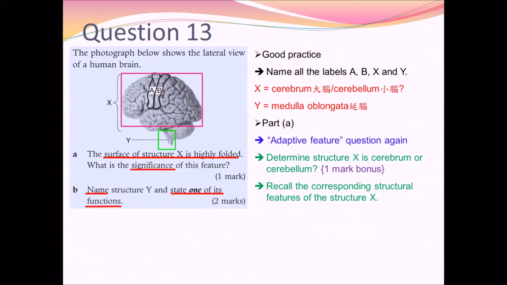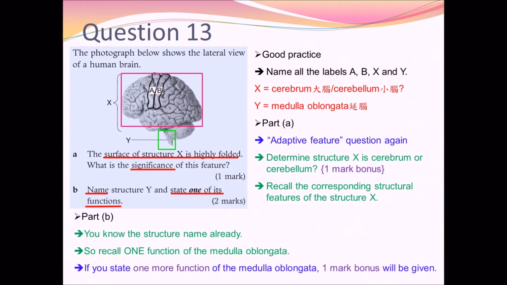And then for part B, name structure Y and state one of its functions. As I mentioned, structure Y is medulla oblongata, so you earn 1 mark already. And then what you need to do is state one function of the medulla oblongata, and I will give you one more bonus mark for the second function. So if you can name 2 functions for me, and also of course copy the name of structure Y, medulla oblongata, you will get 1 bonus mark.